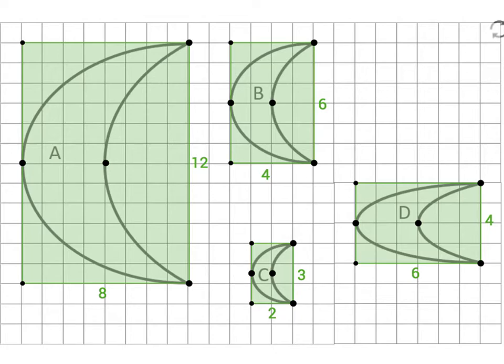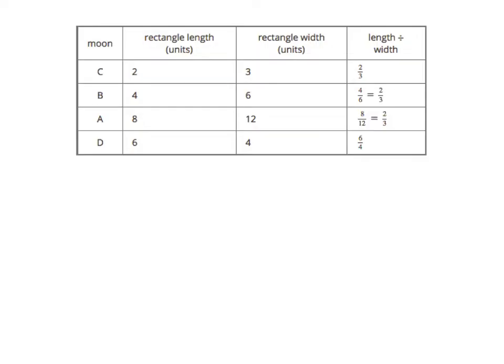So then if we take that and put it in, for example, a table, you see that moon C is going to be 2 by 3, and if you looked at the length compared to the width, you end up with 2 to 3 or 2/3. If you look at B, you have 4 to 6. That length to width comparison would be 4 to 6, which reduces to 2 to 3. And A, 8 to 12, reduces to 2 to 3. D, on the other hand, 6 to 4 reduces to 3 to 2, which is not the same as 2/3.